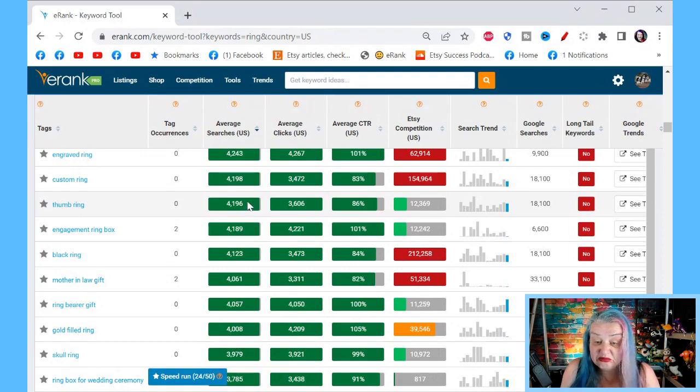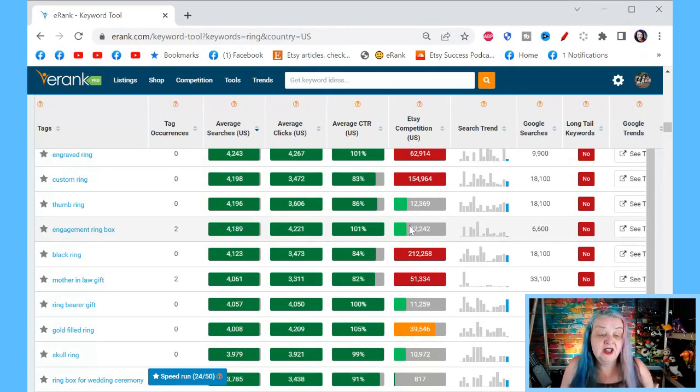Fidget thumb ring. I suppose you could fidget with a thumb ring. I prefer to fidget with my thumb rather than the thumb ring. And if you were trying to sell engagement rings, the place to get in might be with the engagement ring box. That's a little lower competition. People are looking for that. And if they get the box from you, they might get the ring from you.